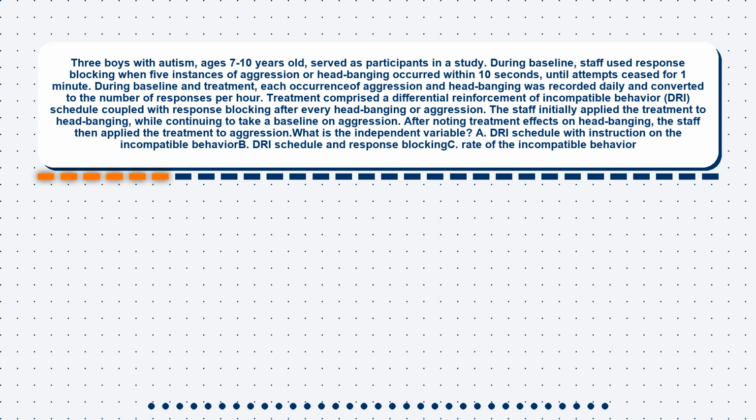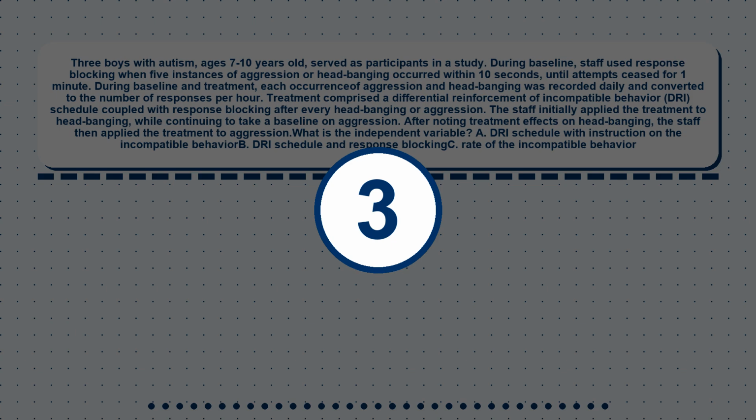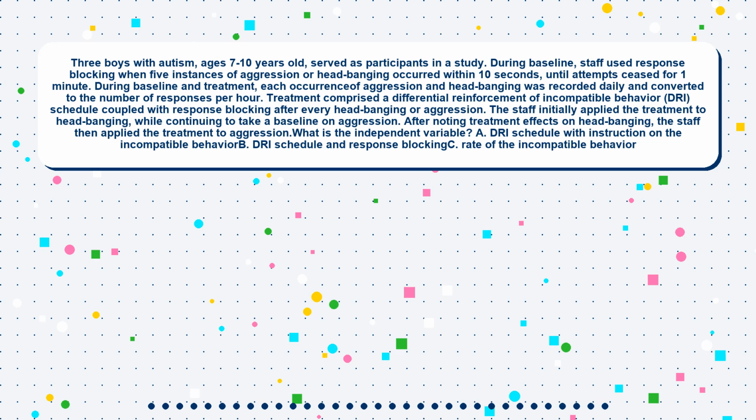What is the independent variable? A. DRI schedule with instruction on the incompatible behavior. B. DRI schedule and response blocking. C. Rate of the incompatible behavior. The correct answer is Option B.